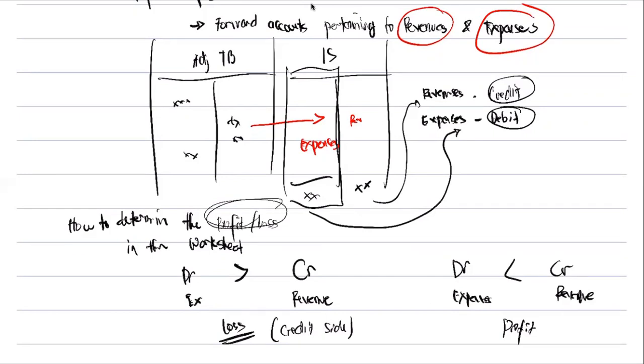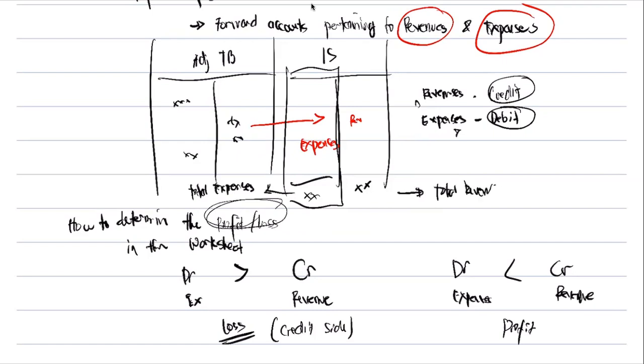Credit side. So, wait. This is our total expenses. This is our total revenue. Okay, so assuming, guys, our total expenses is 90,000, and our total revenue is only 80,000. So our debit, which is expenses of 90,000, is greater than our credit, which is revenue of 80,000. Okay, so debit is greater than credit, so loss.